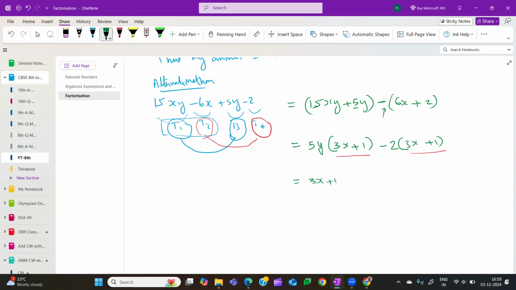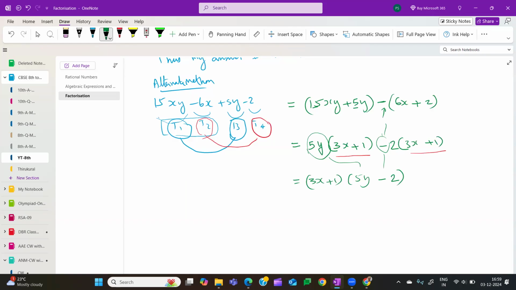3x plus 1 is taken out, and when we take it out, we are left with 5y. I'm writing it as 5y. Then this minus symbol, as it is, we are just bringing it here, minus. And this 2 is there, so 2 we will just write it. So are we getting it? 3x plus 1, 5y minus 2.